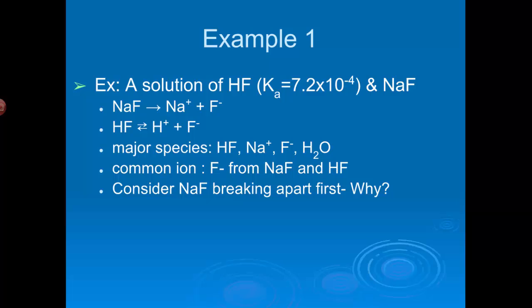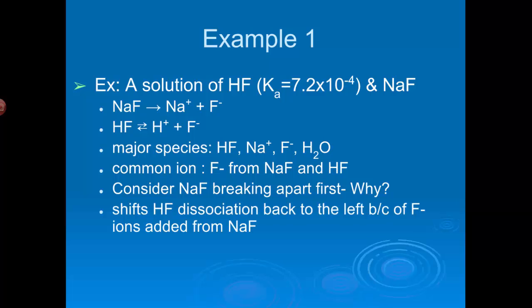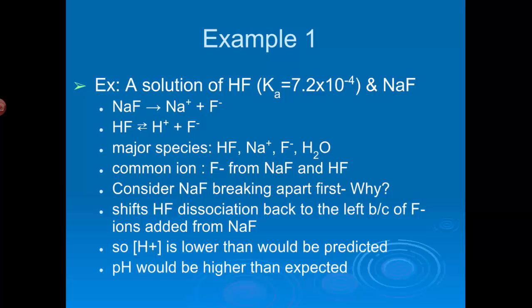So we have to consider that sodium fluoride breaks apart first to produce fluoride ions. Why is that? Well, because it's an ionic compound and it completely dissociates and puts the ions into solution. And then that's going to cause the dissociation of HF to shift backwards. So the H+ concentration from HF will be lower than it would be without the extra fluoride ion, which means if the H+ concentration is lower, then our pH is higher. So this will actually increase the pH of the acid.